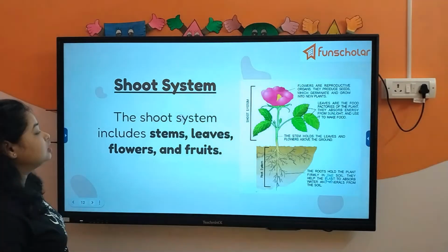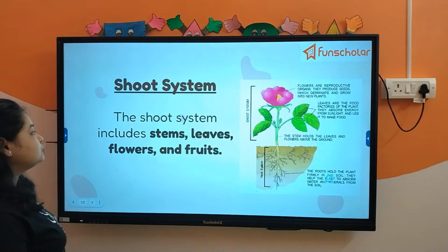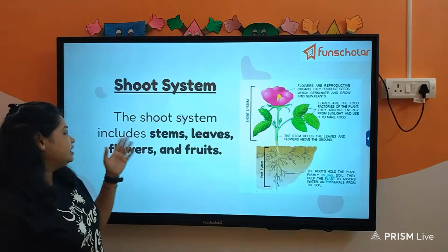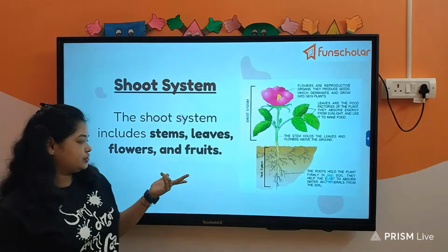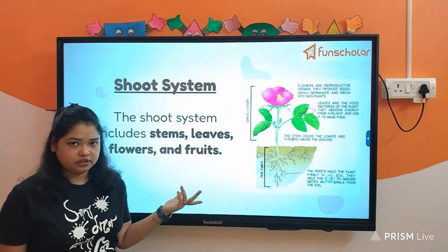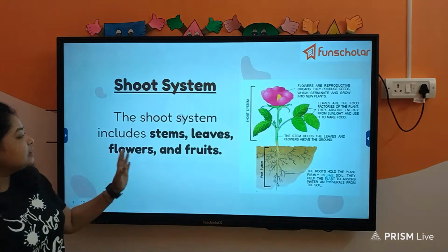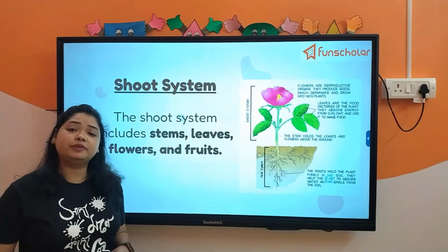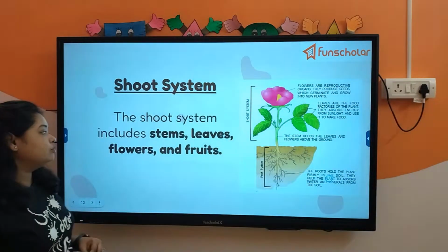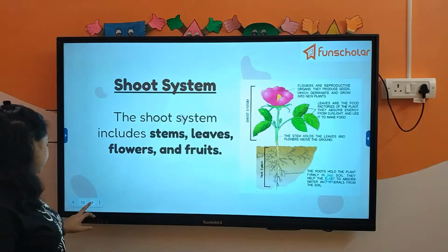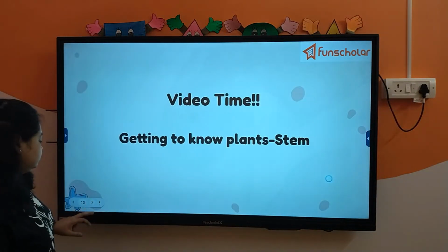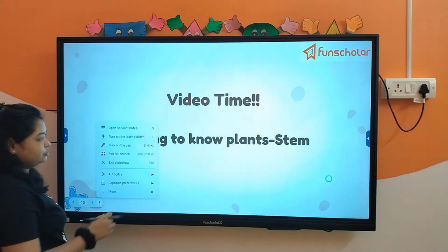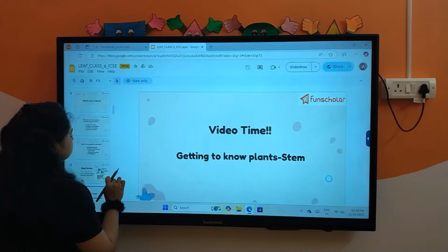Now coming to the shoot system. The shoot system includes the stems, the leaves, the flowers and the fruits and also the buds. Okay, so these are the constituents of the shoot system that generally stays above the ground level. Now we will know about this system in detail. Let's watch a video regarding this part also, that is the stem.